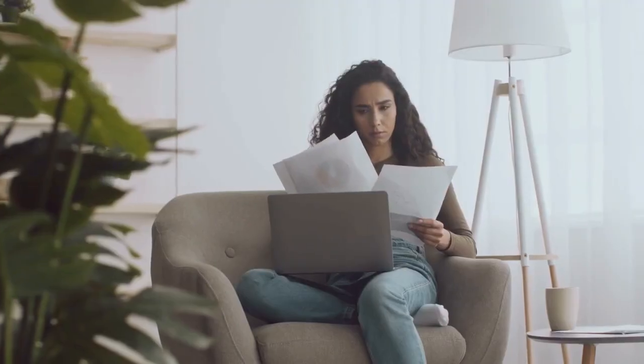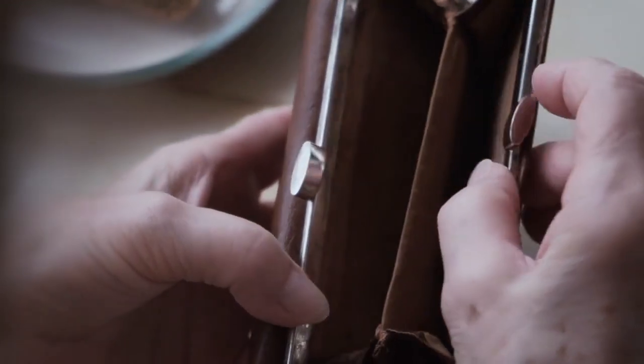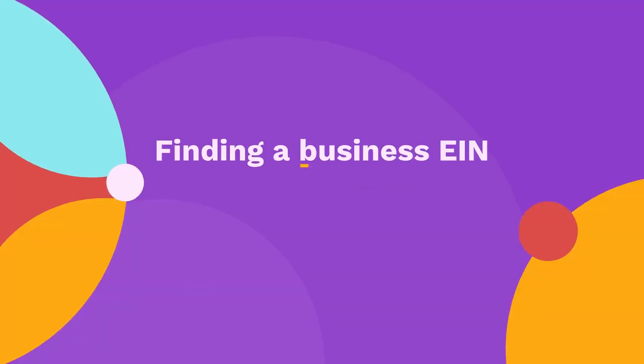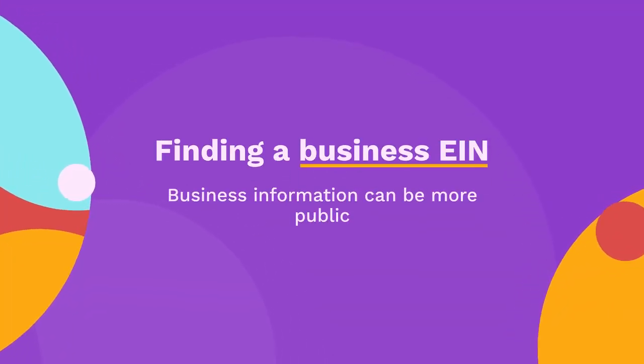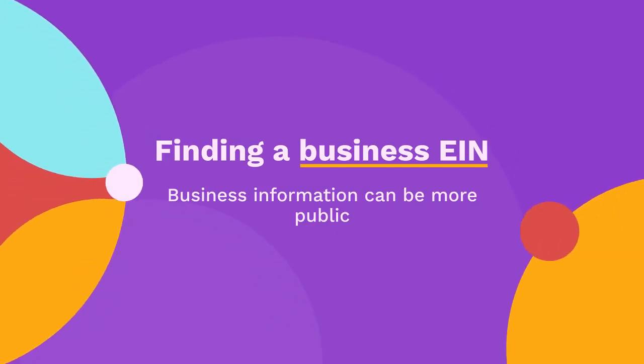If you've exhausted all these options and still can't find it, you'll need to contact the Social Security Administration directly to request a replacement card, but be prepared to prove your identity. Now, let's talk about finding a business's EIN. This is sometimes easier because business information can be more public.